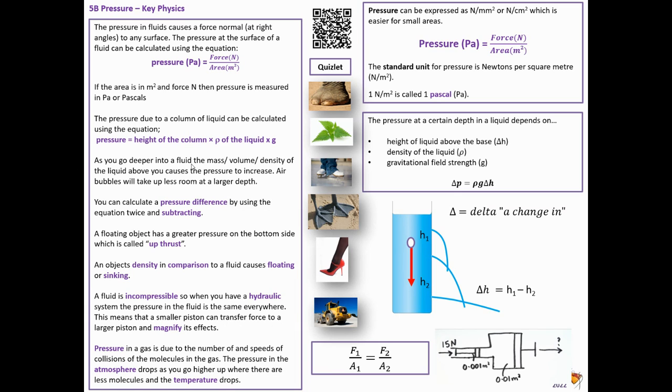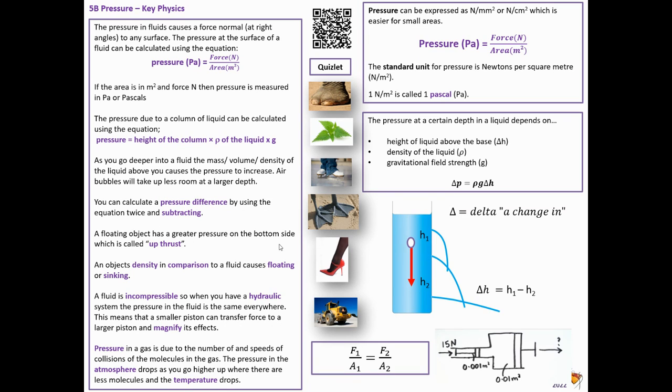If you go deeper into a fluid, the mass, the volume, the density of the liquid above you causes pressure to increase, and air bubbles will take up less room at a larger depth. You can calculate the pressure difference by using the equation twice and subtracting. So you can see the picture here. If I'm at different heights, when I change my height, I've got to change the difference to see the change in pressure. So there'll be a pressure at one height and a pressure at the second height.